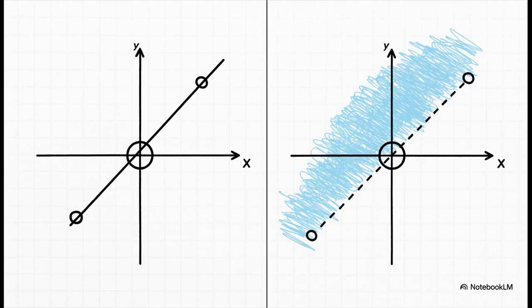And this right here is the number one key difference. A linear equation gives you one single perfect line of answers. But an inequality gives you an entire region, a whole zone of possibilities. It's not just a single path, it's a whole territory of correct answers.